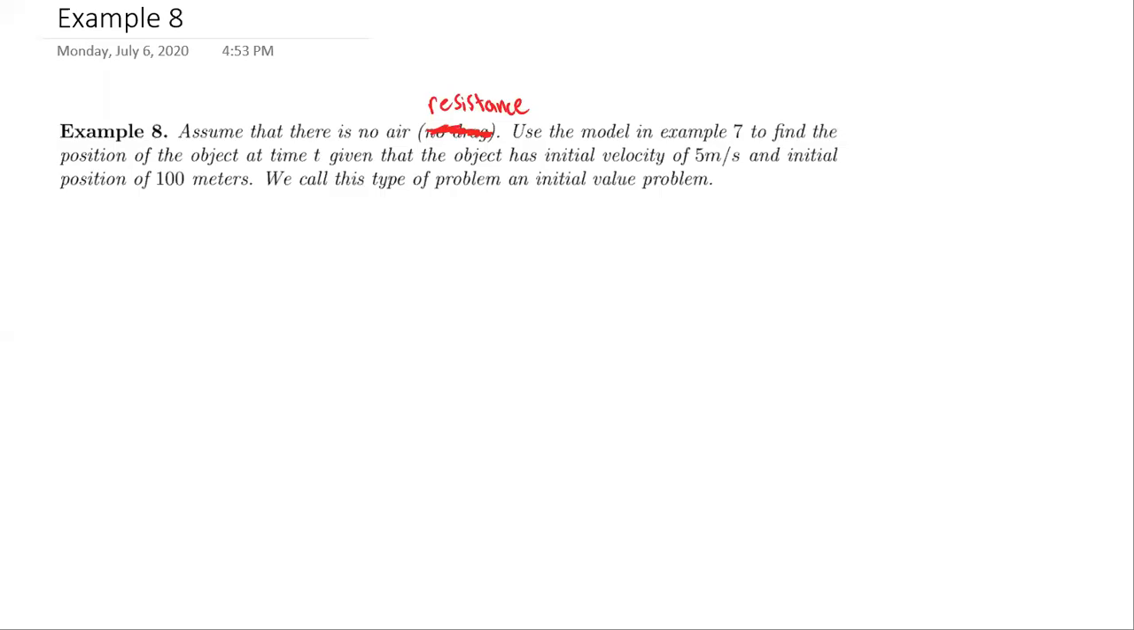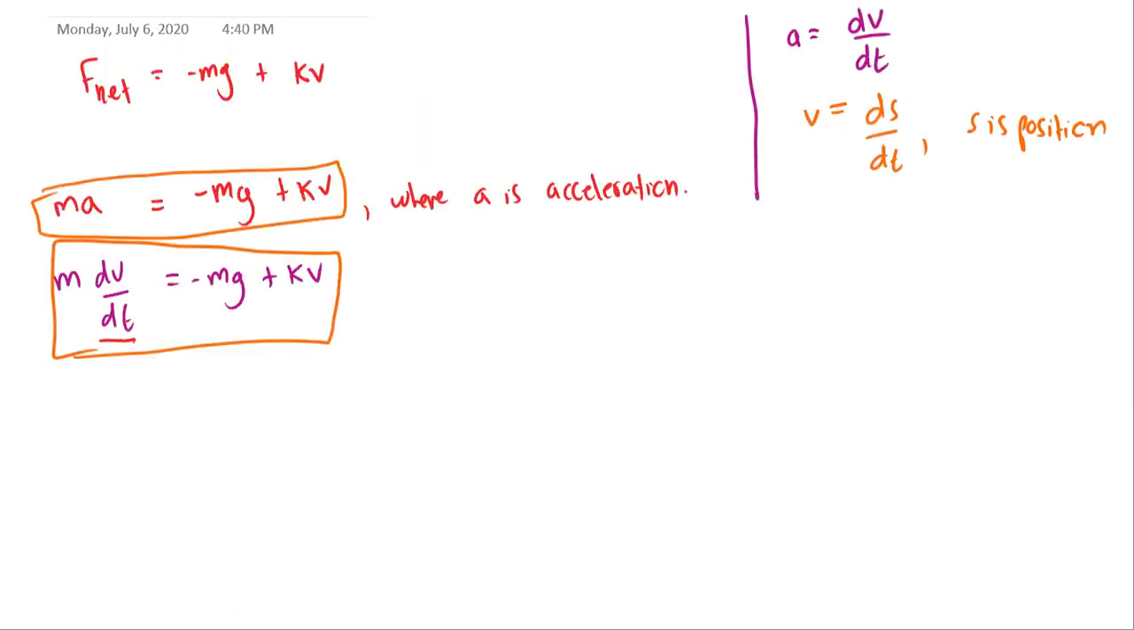Hello, class. So in the previous video, we finally saw how to use basically calculus and a little bit of physics to come up with a model that gives us the velocity of an object at a given time t that's falling vertically. So I came up with this model here, the last box in orange.